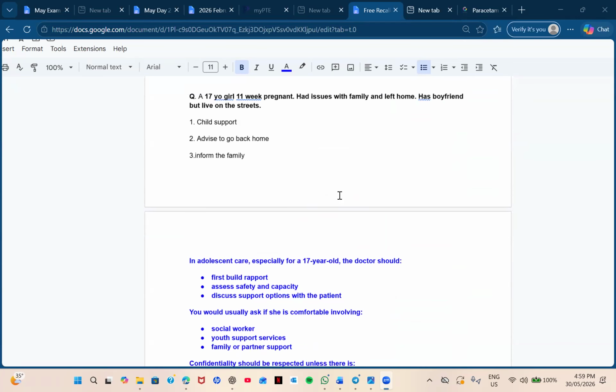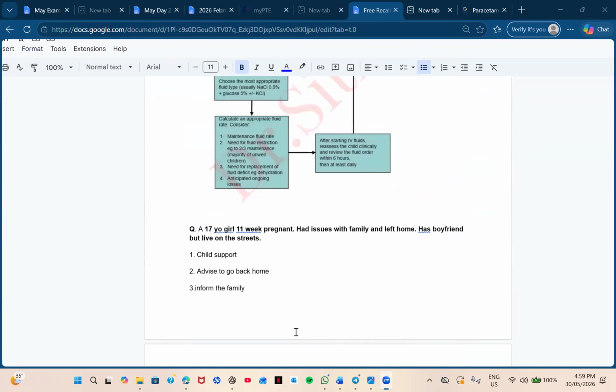This is also a new thing, because most doctors have no idea about this one. So let's discuss. A 17-year-old girl, 11 weeks pregnant, had issues with family and left home. She has a boyfriend but lives on the street. Child support advises her to go back home and inform the family. So what do you think? What should you choose? Tell me your opinion, doctors, because most doctors have no idea how to approach this kind of question.